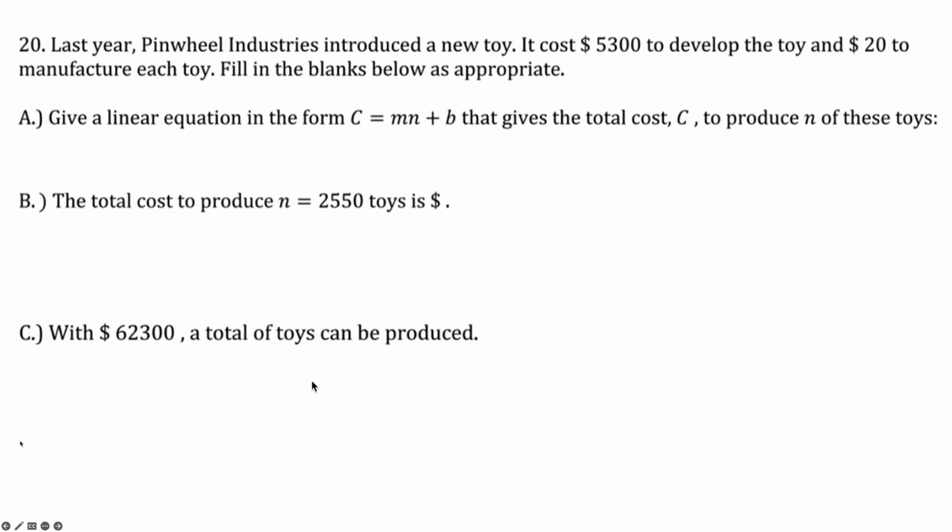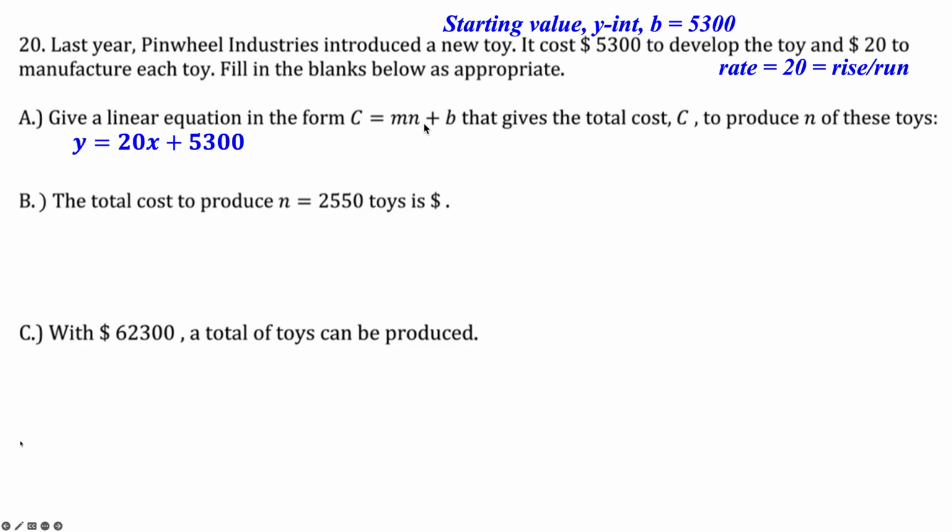All right, 20. Last year, Pinwheel Industries introduced a new toy. It cost $5,300 to develop the toy and $20 to manufacture each toy. Fill in the blank below as appropriate. Okay, starting cost, that's my y value, my y-intercept b. And a rate to manufacture the toy, that's my slope. So my linear equation will be C equals the slope 20 times n plus my initial cost 5,300.